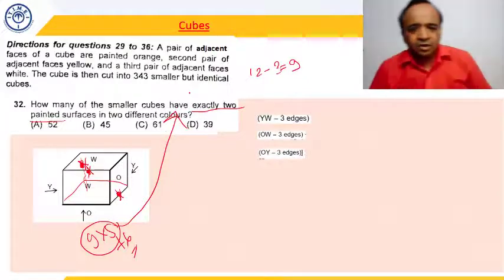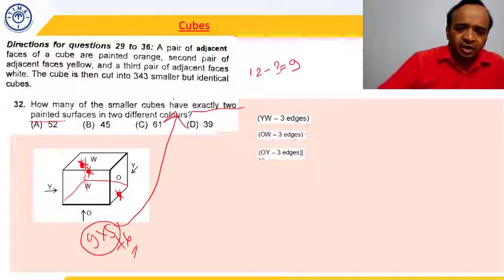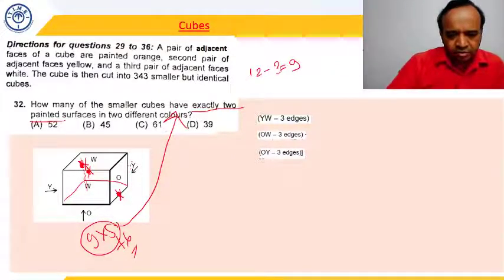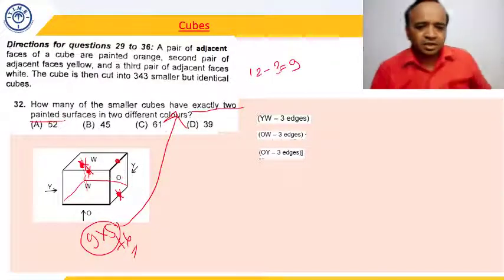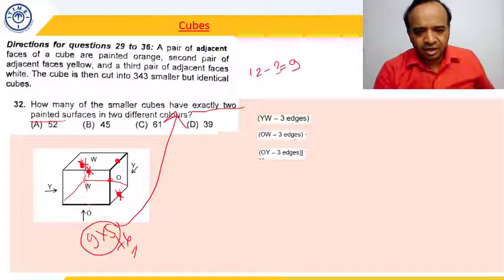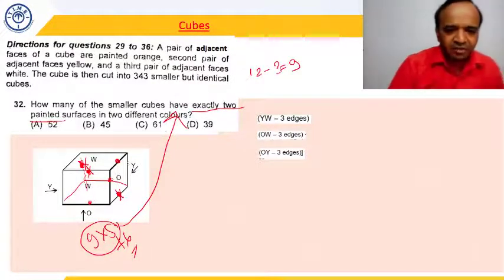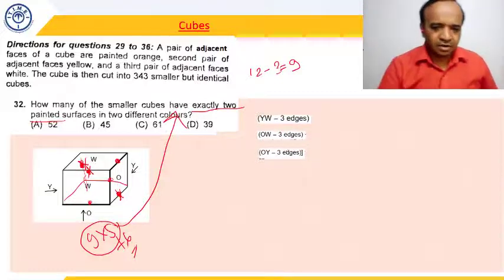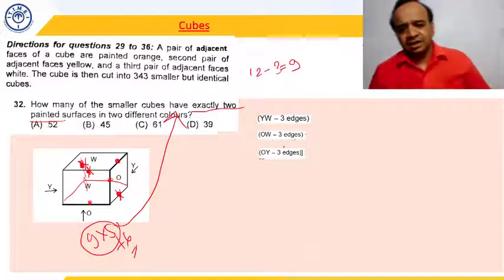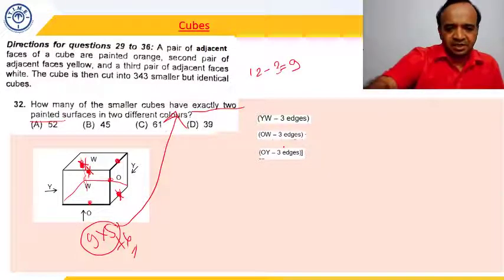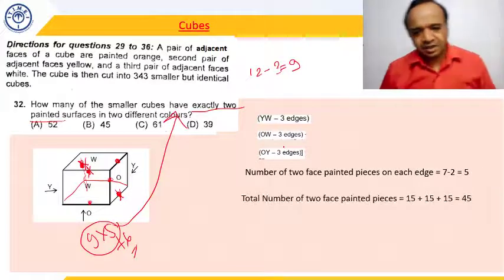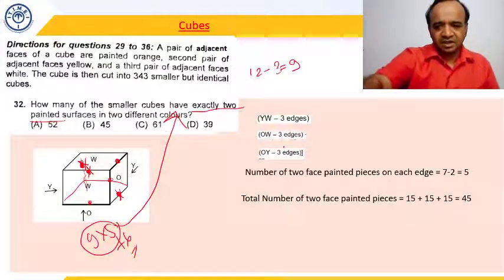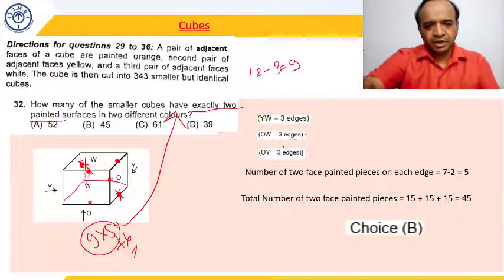Now look at the solution. Yellow, white, there are 3 edges. Orange, white, there are 3 edges. Orange, yellow, there are 3 edges. If I am talking about orange, white, one such is here, another such is here, and this is the third. Total how many orange, white edges we have? 3. Similarly for yellow, white, and orange, yellow, there are 3 edges each. And at each of the edges, there are 5 such pieces. 15, 15, 15. That is coming out to be 45 such pieces. I hope this is clear. So the answer choice is B. Now, move on to the next question.